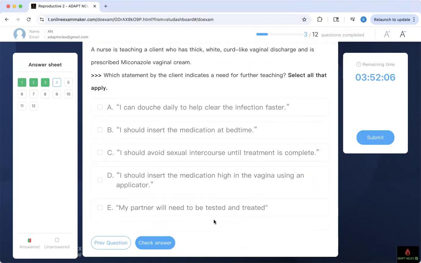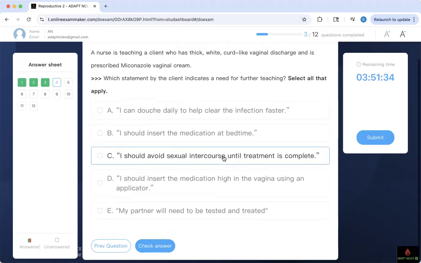And then she's teaching a client who has thick, white, cheese-like vaginal discharge and is prescribed miconazole vaginal cream. Which statement by the client indicates a need for further teaching? Select or apply. I can douche daily to help clear the infection faster. I should insert the medication at bedtime. I should avoid sexual intercourse until treatment is complete. I should insert the medication high in the vagina using the applicator, and my partner will need to be tested and treated.